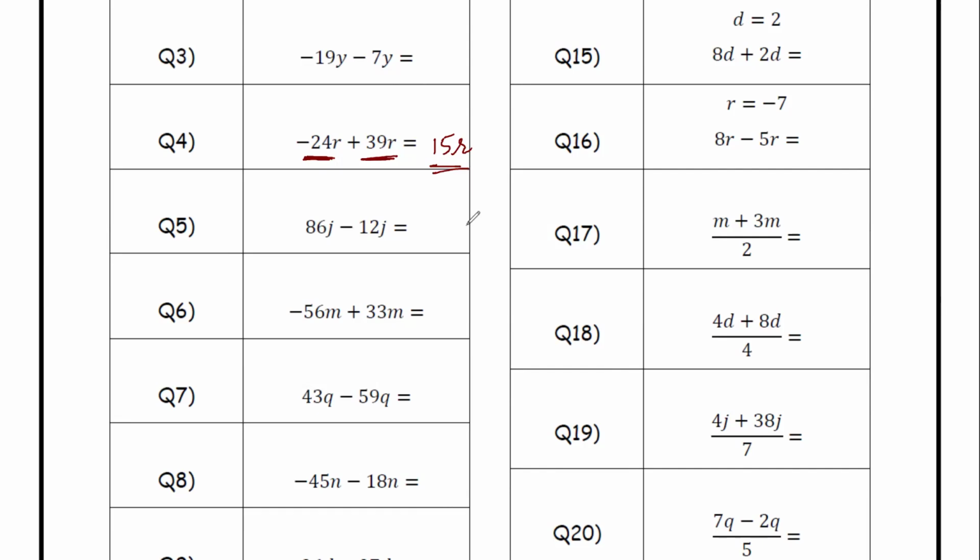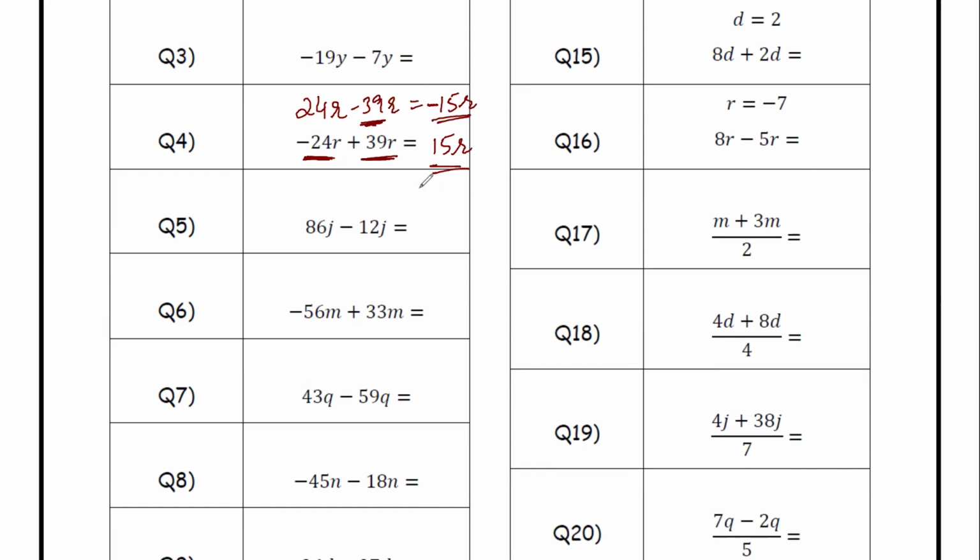So let's say it was 24r minus 39r. The difference would be 15r. But this time, the outcome will be negative, because between 24 and 39, 39 is bigger. So you'll consider the sign of this number. What is the sign of 39? Negative. Therefore, the outcome is negative.